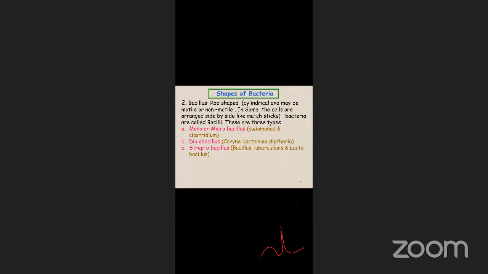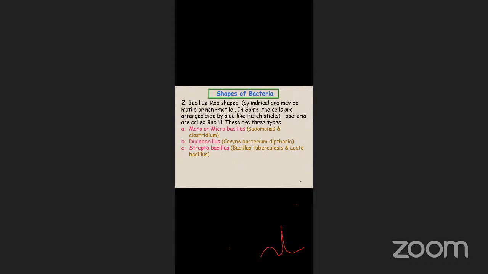The bacillus shape of bacteria is rod shaped. Rod shaped bacteria are also called cylindrical, and they are called bacillus. It is cylindrical and may be motile or non-motile. What is the meaning of motile and non-motile? Motile means moving, it is movable. Non-motile means it is not movable.